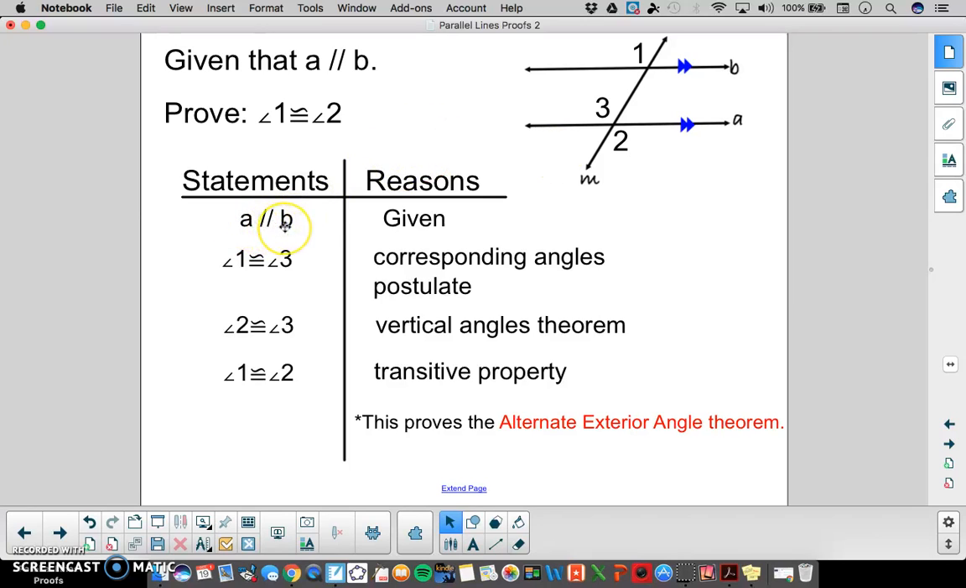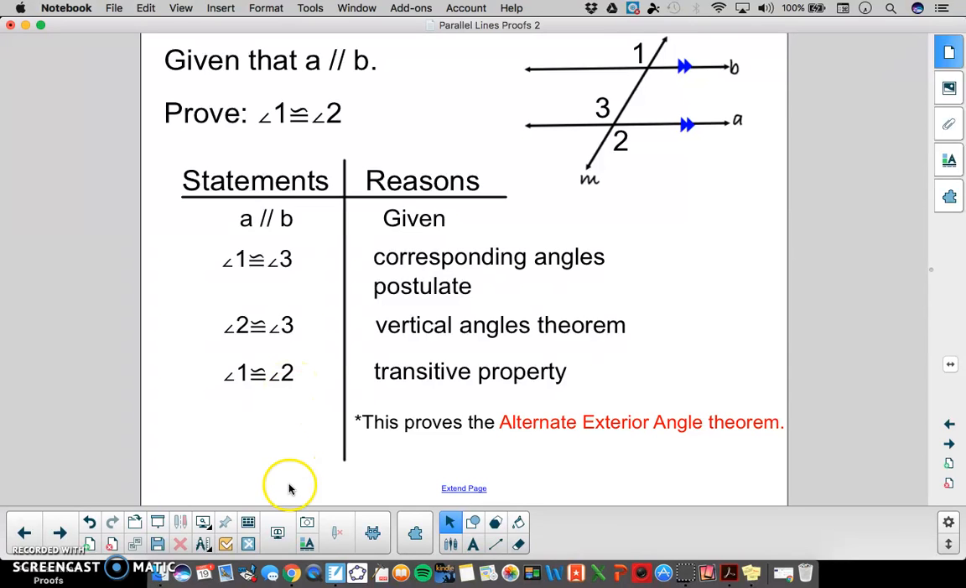So we had that A was parallel to B. Those lines are parallel, which means that angles 1 and 3 are congruent because of the corresponding angles postulate. If those lines are parallel, that means corresponding angles are congruent. We know 2 and 3 are congruent because of the vertical angle theorem, that those are vertical angles. And because 1 was congruent to 3 and 2 was congruent to 3, the transitive property allows us to cut out that middleman and take angle 3 out and say angle 1 is congruent to angle 2.